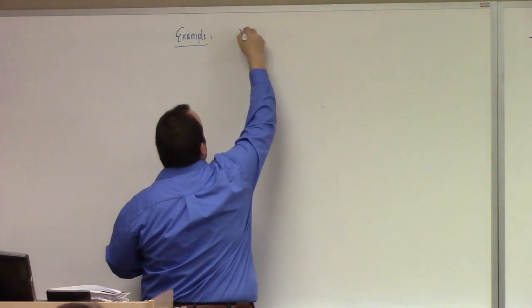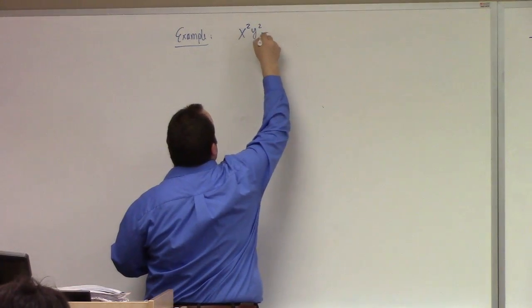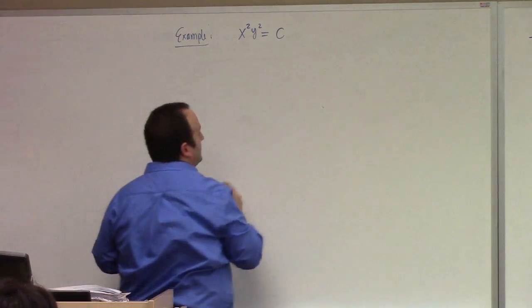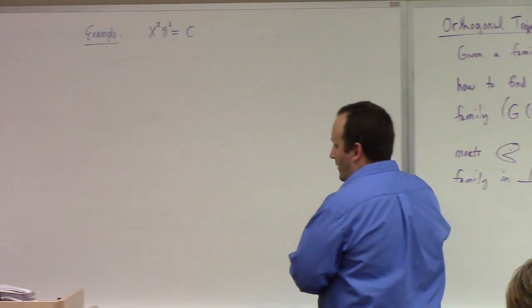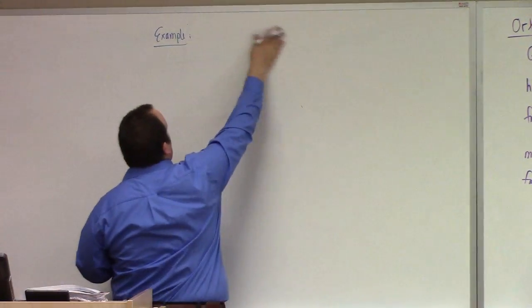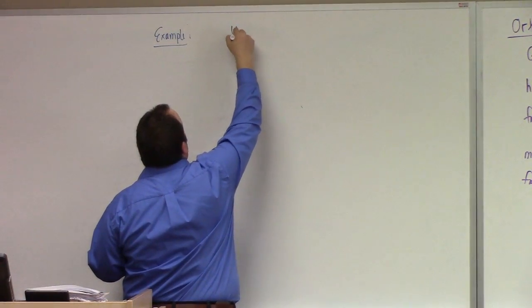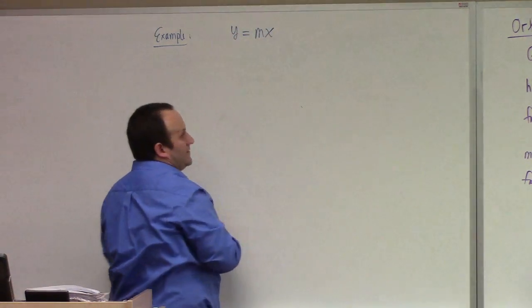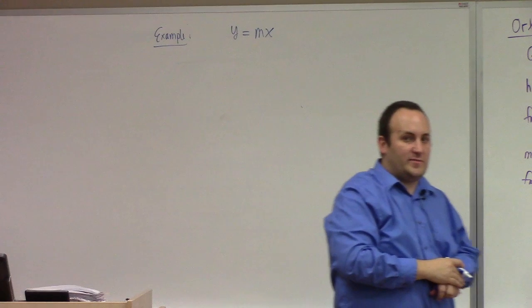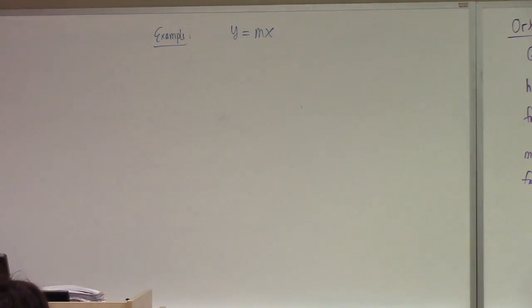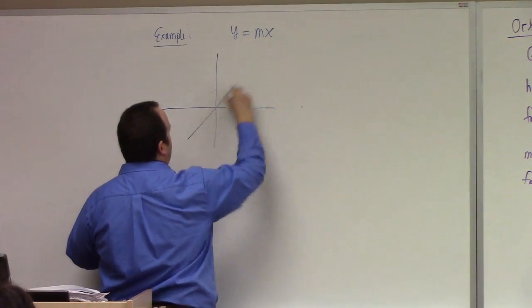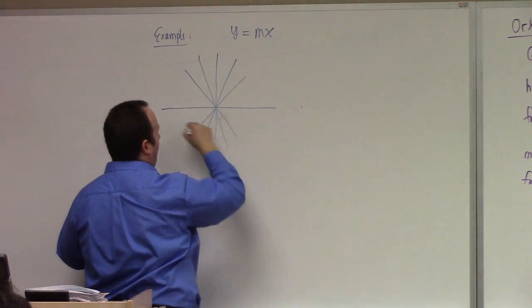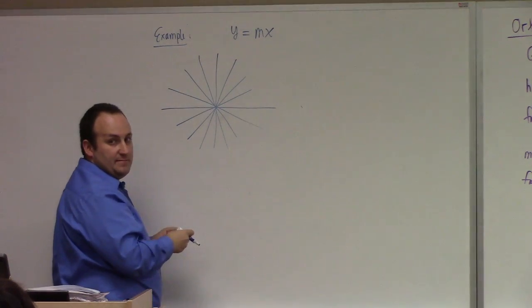If we had, how about this one? x squared, y squared equal to constant. Oh, no, I don't want this one. This one's no fun. What I want is y equals mx. I'm going to give that as my initial family. So what happens is m varies. Geometrically, what is this family? These are lines through the origin, right?